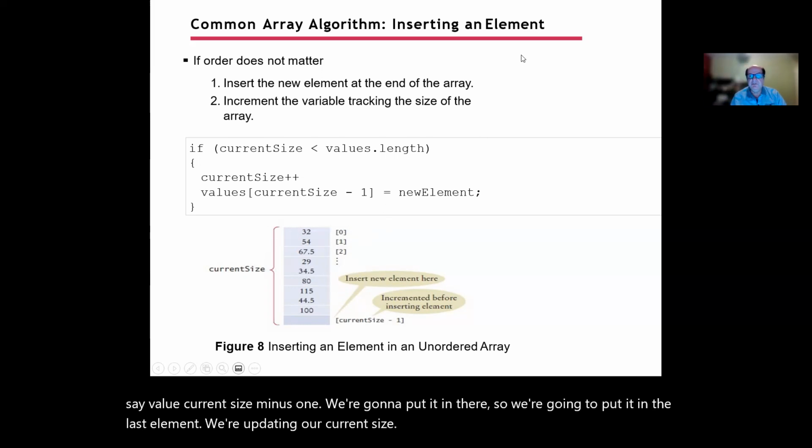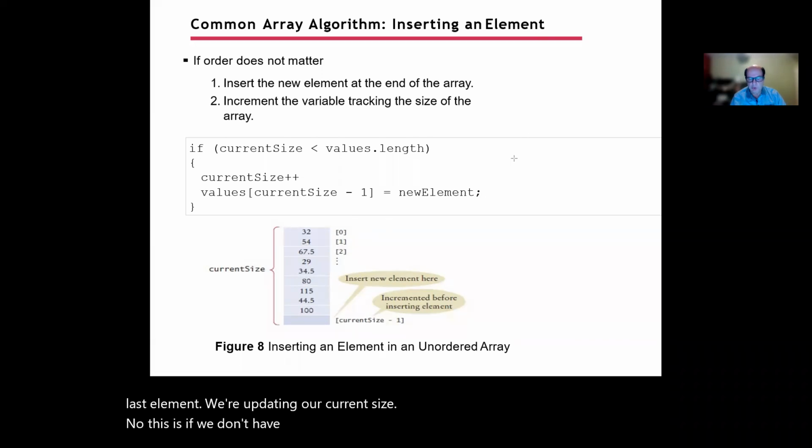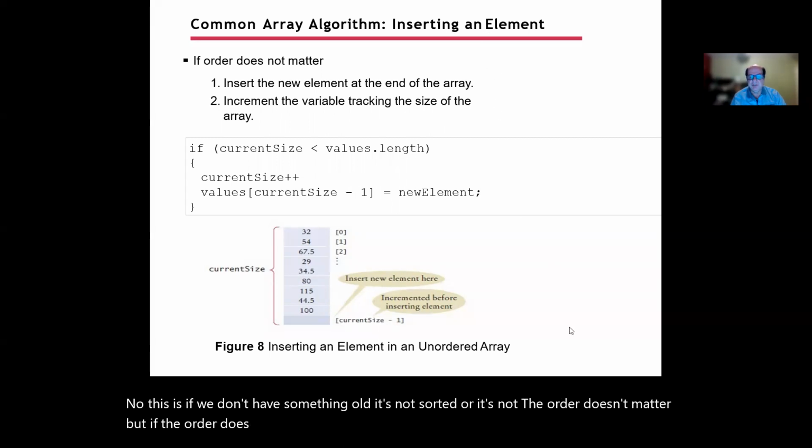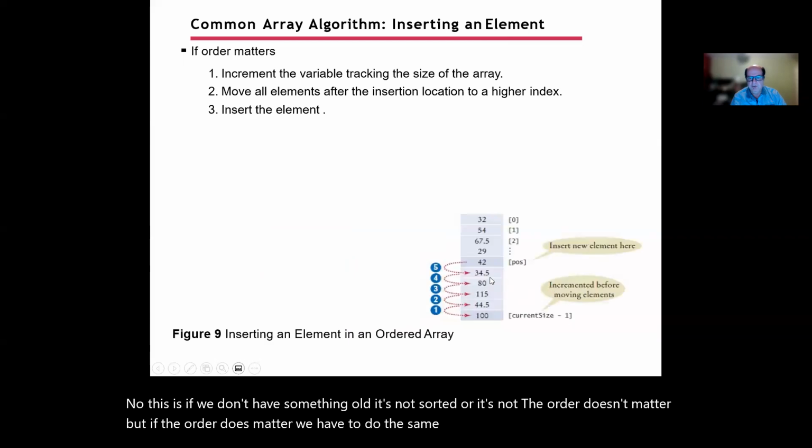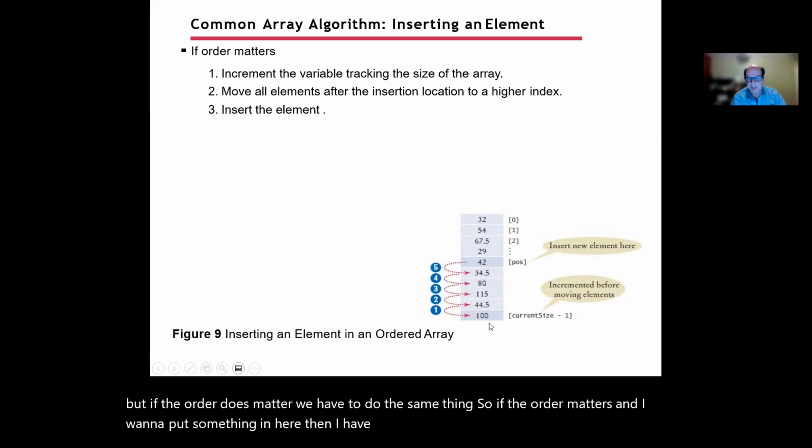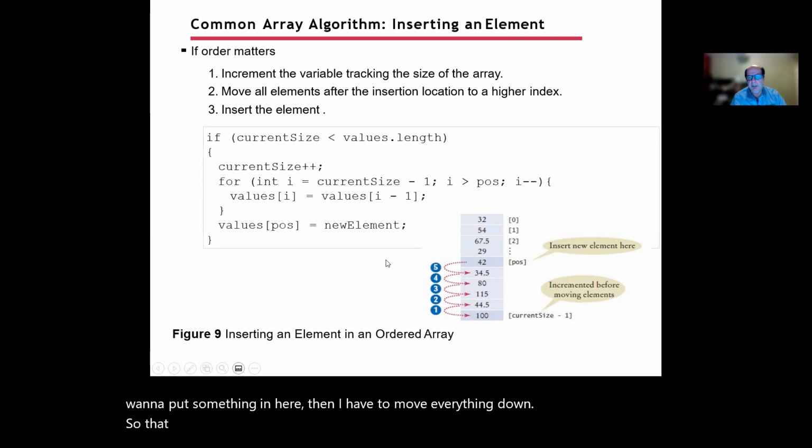Now, this is if we don't have something ordered. It's not sorted, or the order doesn't matter. But if the order does matter, we have to do the same thing. If the order matters and I want to put something in here, then I have to move everything down. So that's the work that we need, and we're going to appreciate ArrayList in the second part of this chapter.